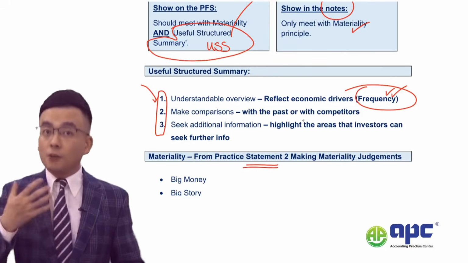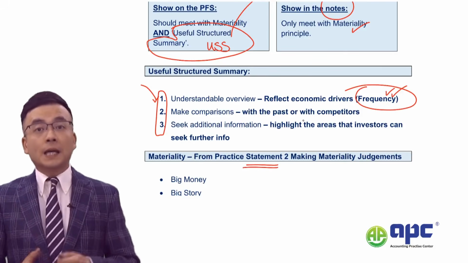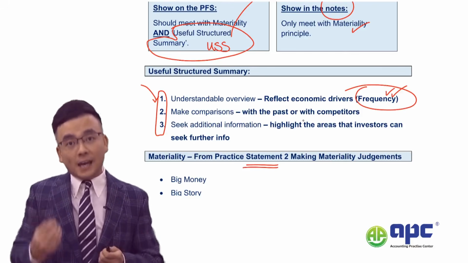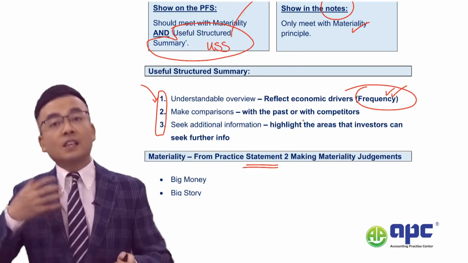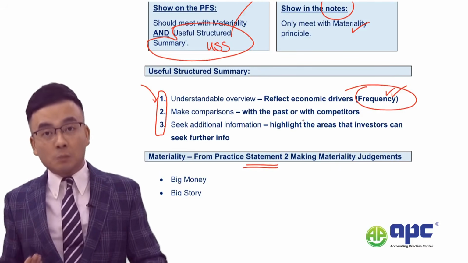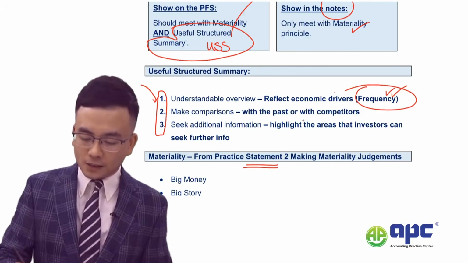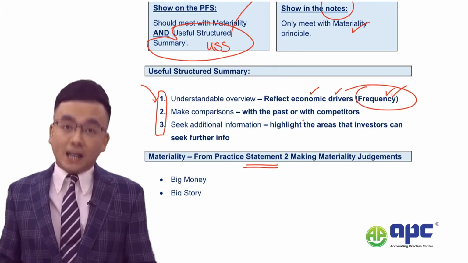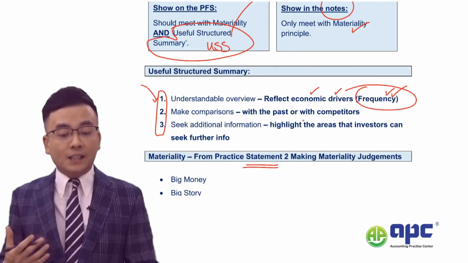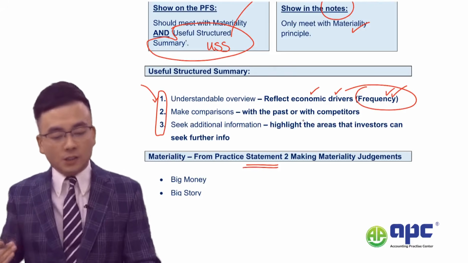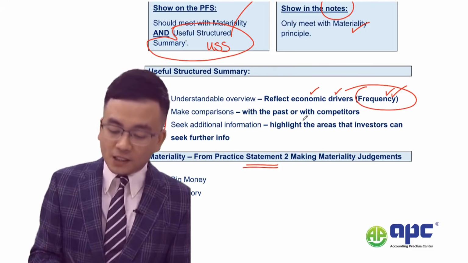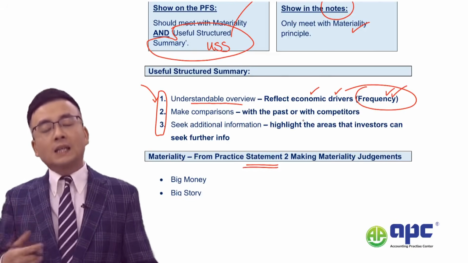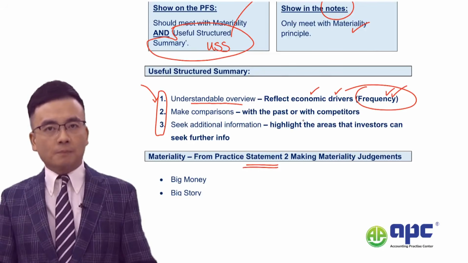For example, if you're operating a retail bank, the retail bank will have interest revenue each and every day. So this means that interest revenue would be an example that drives its profit. Because the transaction happens daily, it meets the first criterion. It really provides an understandable overview of the business, what the key economic driver is.